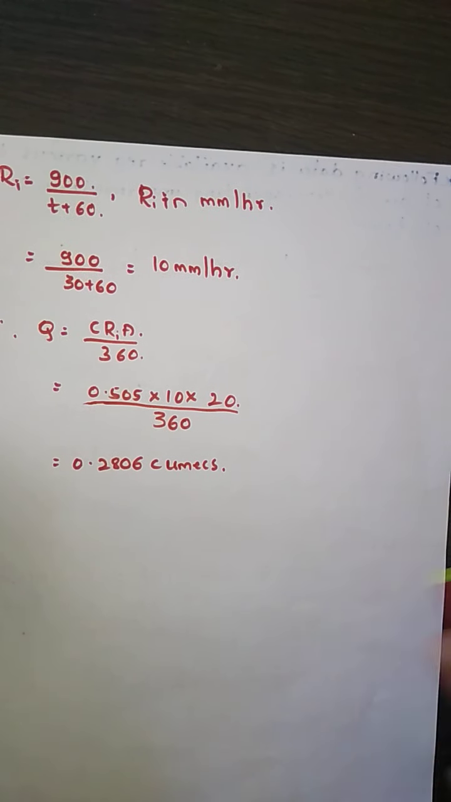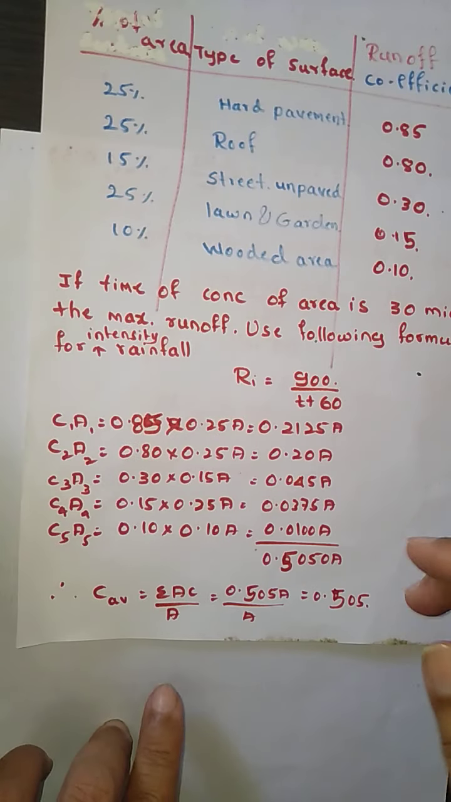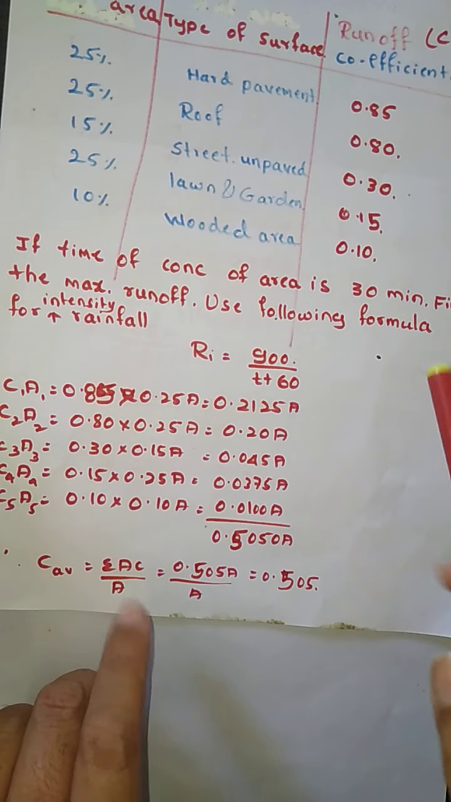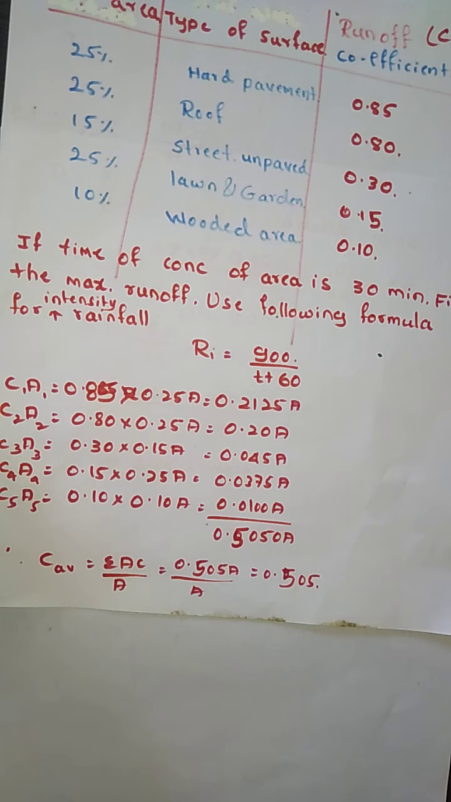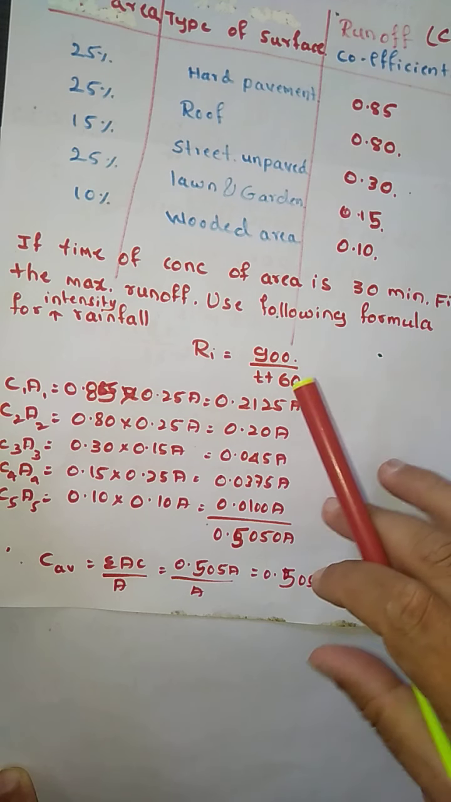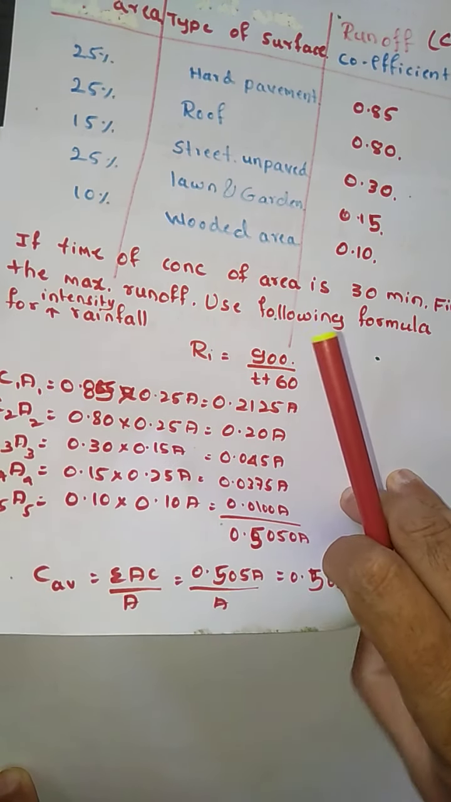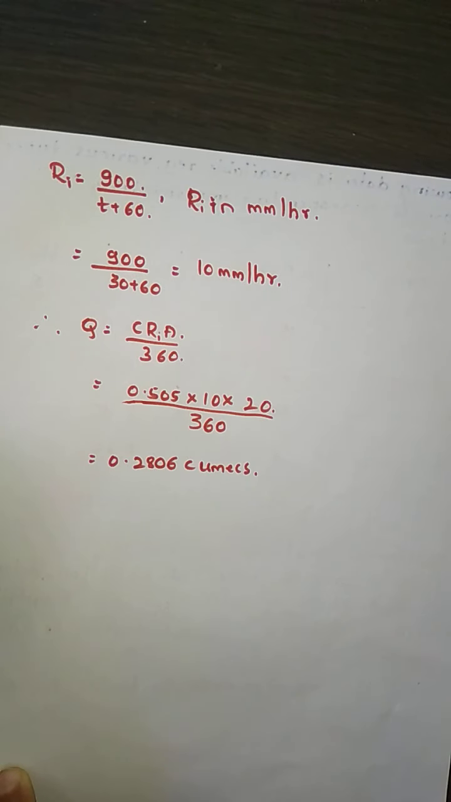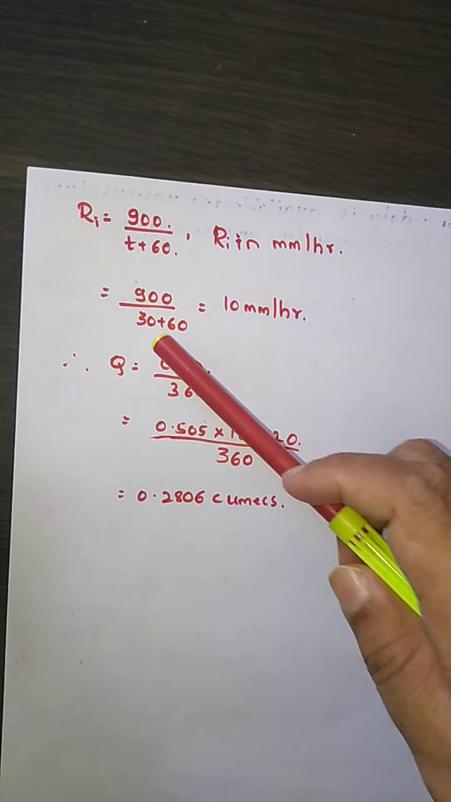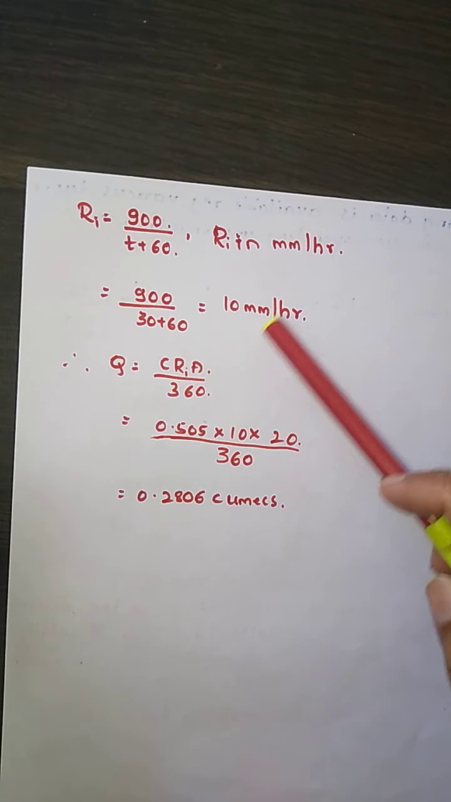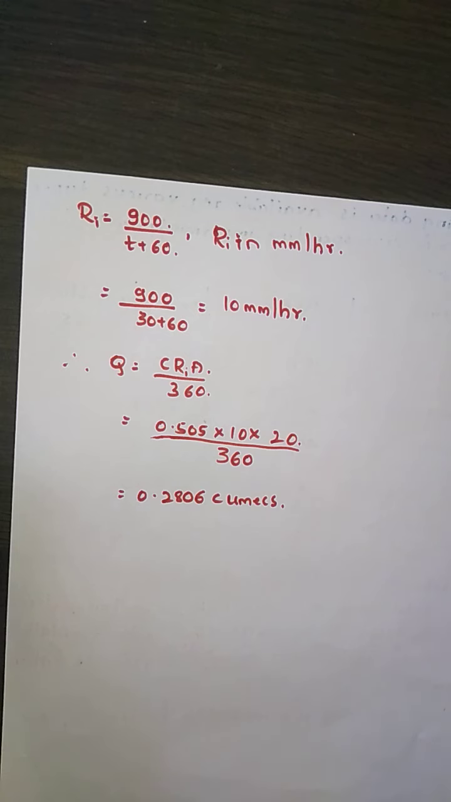Next, in this particular problem they have given the rainfall intensity. In order to determine the rainfall intensity, they have given the formula, Ri is equal to 900 divided by T plus 60. T is nothing but the time of concentration. This they have already given. We need to determine the rainfall intensity. For this, T they have given as 30 minutes. 900 divided by 30 plus 60, so we are going to get the rainfall intensity as 10 mm per hour. Then Q is equal to C Ri into A.